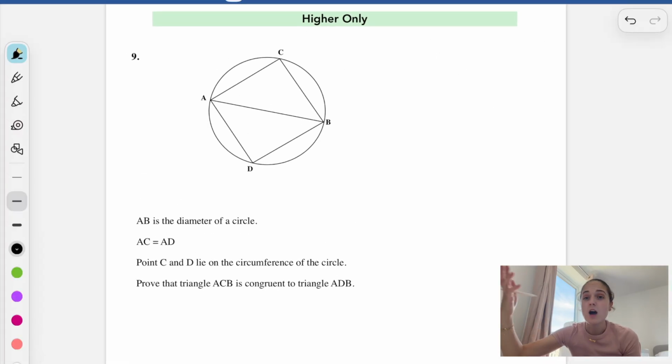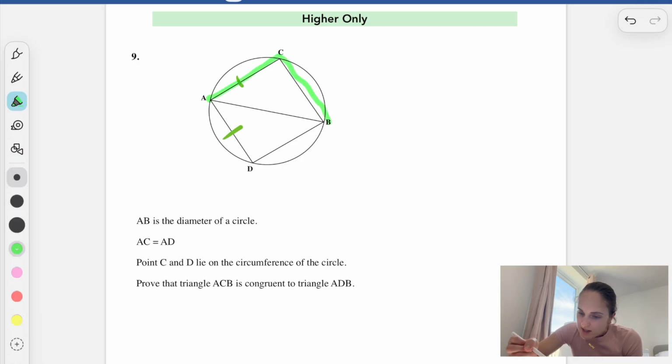This last question here is a higher tier question only, so it involves circle theorems, which is a higher tier topic. So AB is a diameter of the circle. AC equals AD, and C and D lie on the circumference of the circle. We need to prove that ACB is congruent to triangle ADB. So we're trying to prove that ACB, so this triangle here, is congruent to triangle ADB, which is this triangle here.